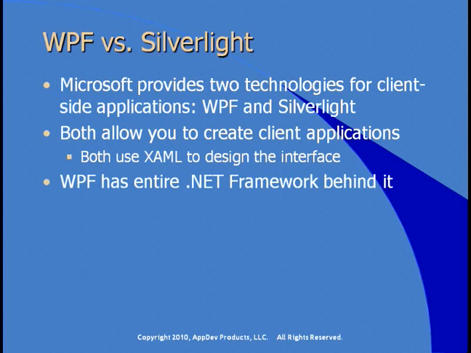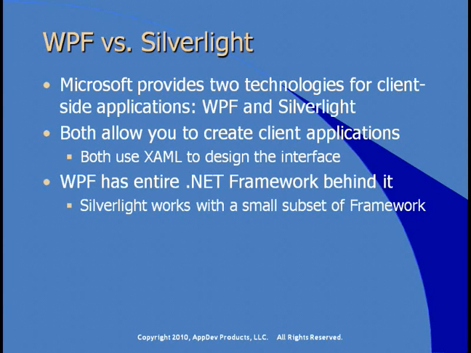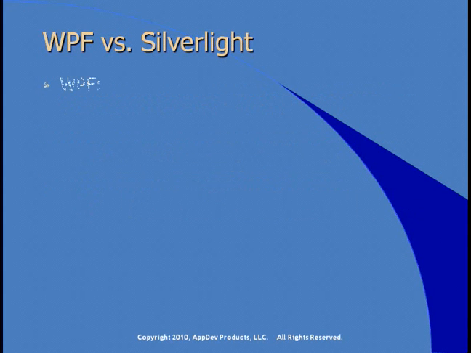WPF, on one hand, has the entire .NET framework behind it. You can use anything in the .NET framework, well, as long as it applies to WPF. On the other hand, Silverlight works only with a small subset of the .NET framework. And sometimes, as you build Silverlight applications, you will be shocked at the tininess of that small subset. Things you were sure would work don't in Silverlight because they aren't supported in the subset of the framework that's included in the downloadable runtime for Silverlight.